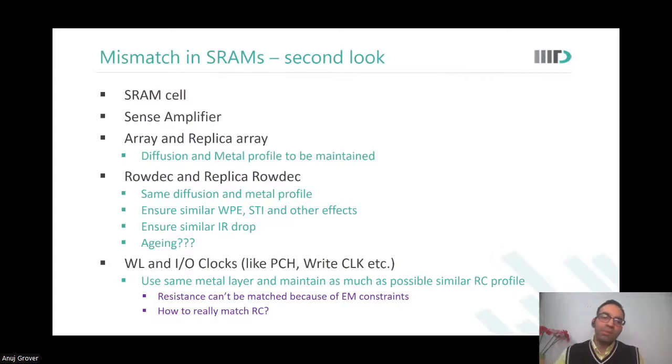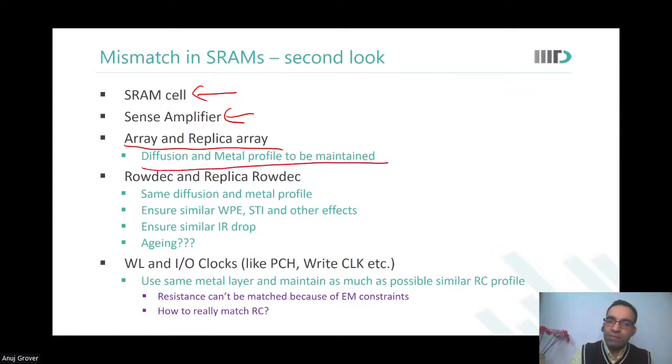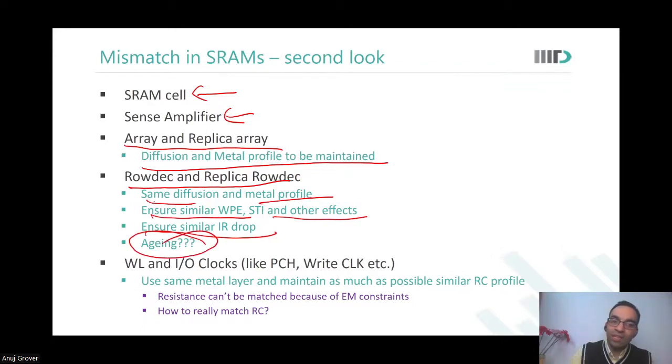So far we talked about mismatch inside the SRAM and the sense amplifier. Now we are also talking about the importance of matching and mismatch at various other levels. We are saying that the replica array and array should be matched, that the diffusion and metal profile has to be maintained, something that we were talking about in the beginning of today's class also. That the row decoder and replica row decoder should be matched. Again, same diffusion and metal profile. Ensure similar WPE, STI and other effects. Ensure similar IR drop. Now, what to do about aging? We have not talked about aging, but this is something which still needs to be solved as a challenge.